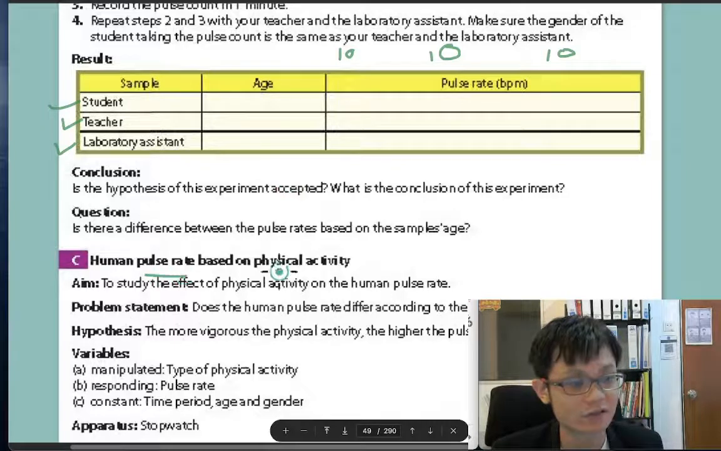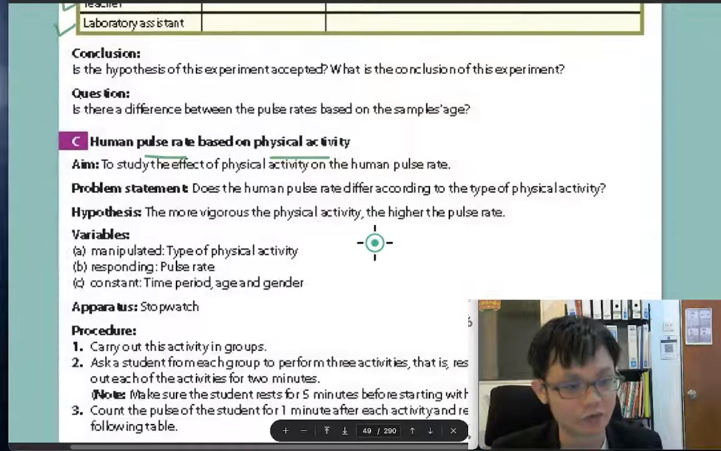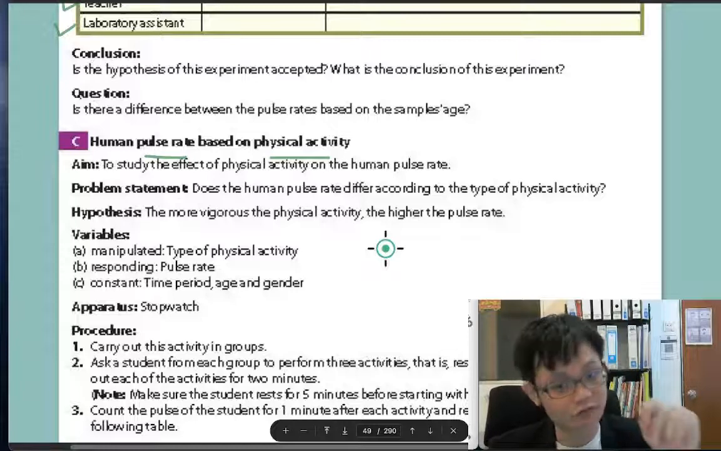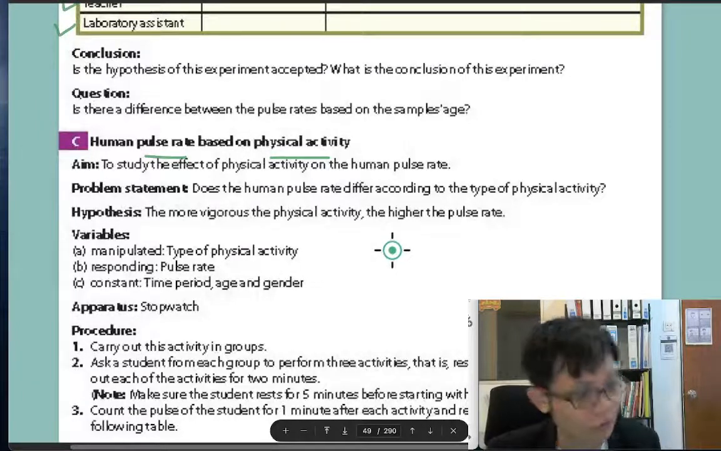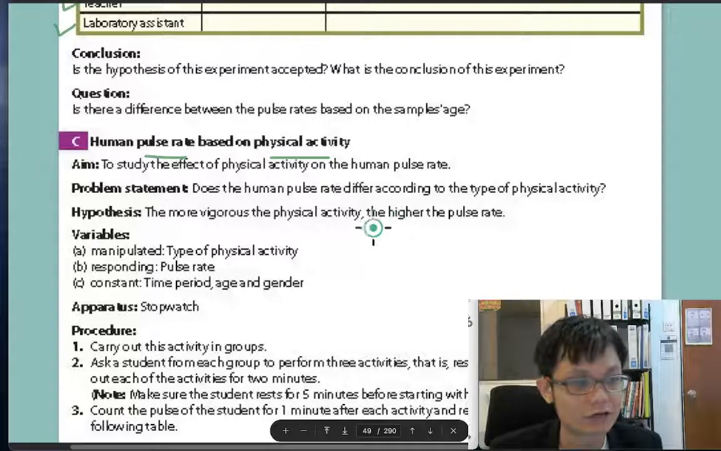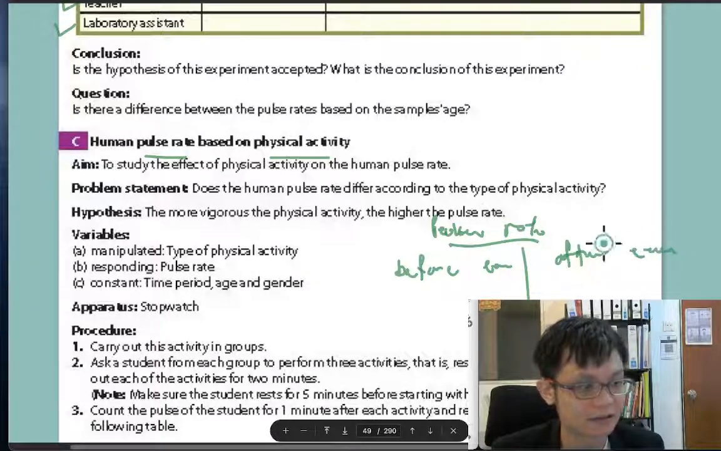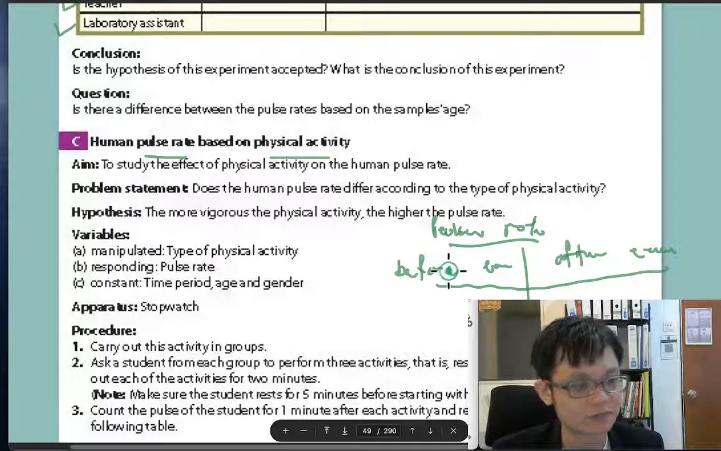Human pulse rate based on physical activity. Up to you. You say that if you exercise, the pulse rate will increase. How do you know? So maybe you want to do an experiment. Pulse rate. This is before exercise. This one is after exercise. Then you do your own experiment.